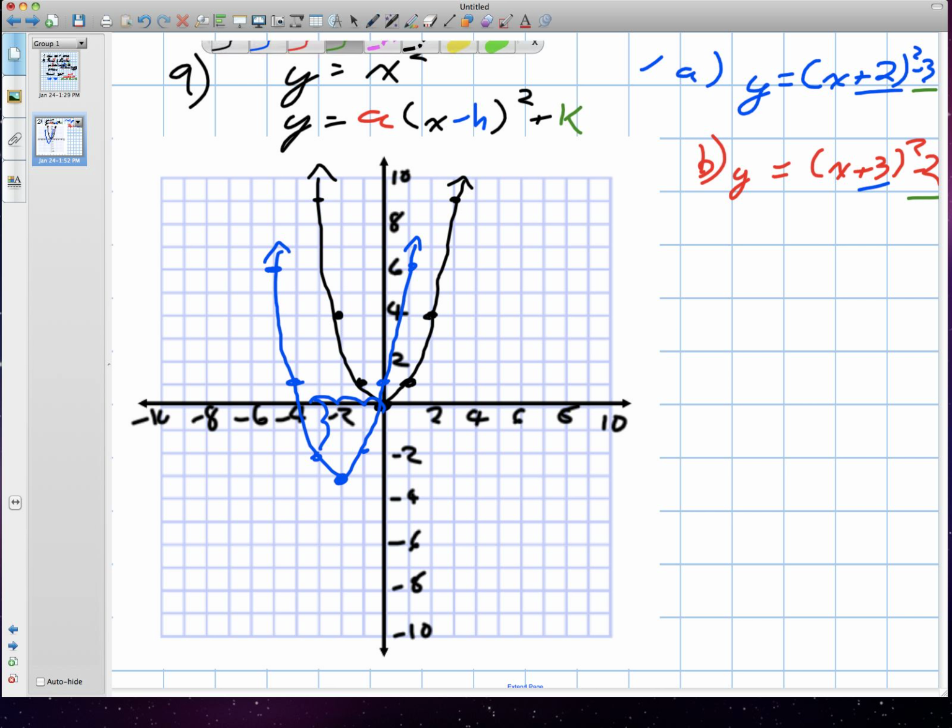Now we draw that function: go over 1, up 1. Back to the vertex, go over 2, squared 2 is 4. Back to the vertex, over 3, up 9. So the colors are corresponding to the functions.